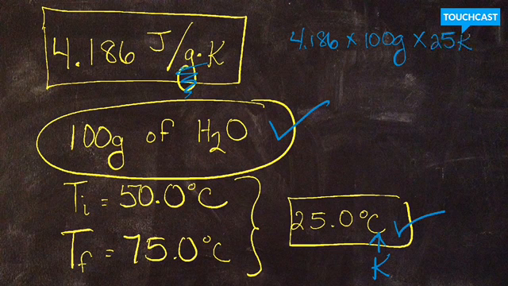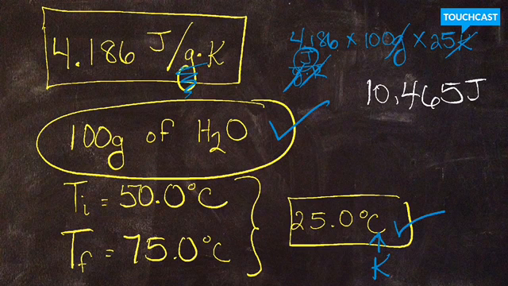So this unit right here is joules per gram Kelvin. So if you look at how your units are canceling, the grams will be gone and the Kelvin will be gone, and you will be left with just joules. And I get 10,465 joules.